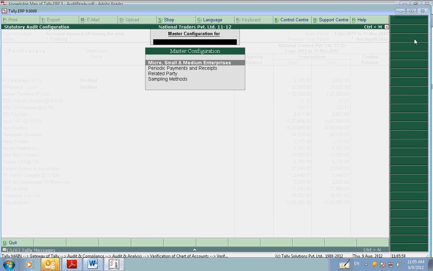And we have an option called periodic payments and receipts. So if there is a regular payment, for example, office rent, it's a periodic payment. Every month you have to pay, alright? So when you check the data for the entire year, you can have 12 transactions for the same, right? So that you do not sit for each and every entry and do the verification. So when it is marked as a periodic payment, it is understood that the entire transactions for one year will be so many transactions, right?